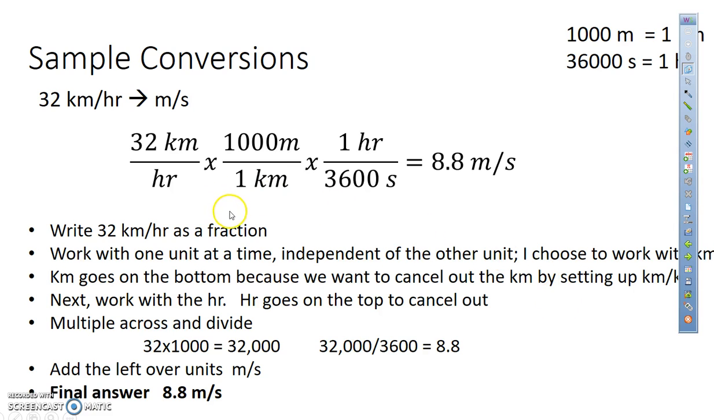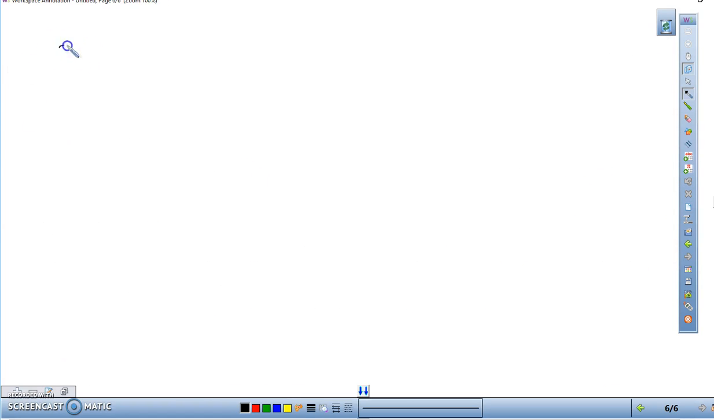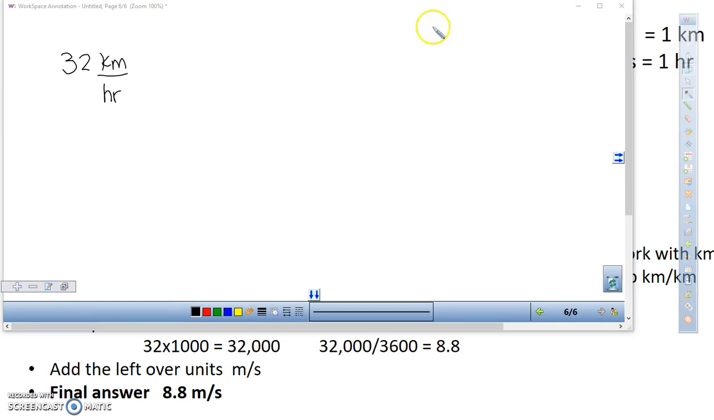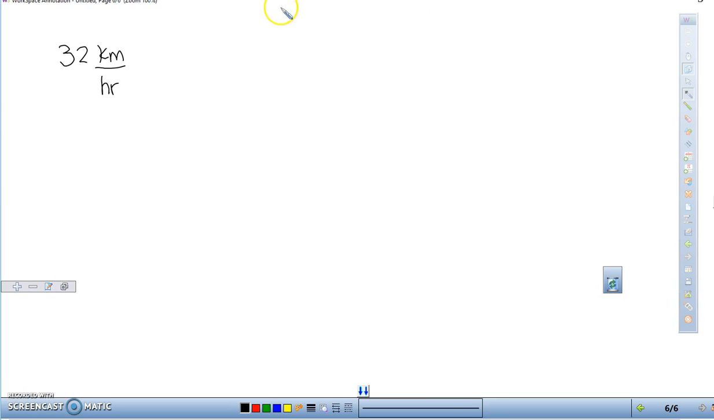So this one is fun because we have to convert both top and bottom number when we do this. So 32 kilometers, and this is how I write it, per hour, like this. Don't write it like this. I'm going to write it up top here. Oops. Let's do this.